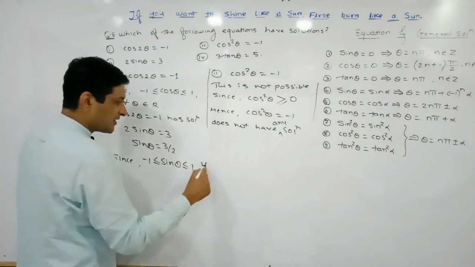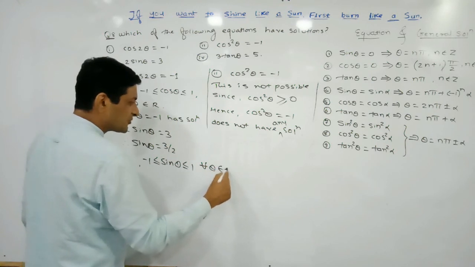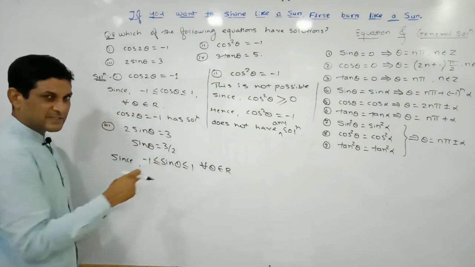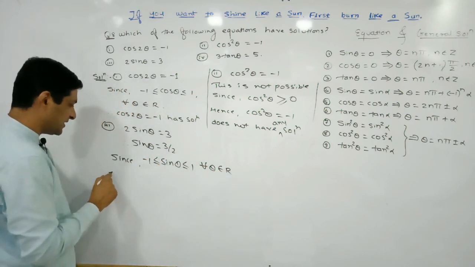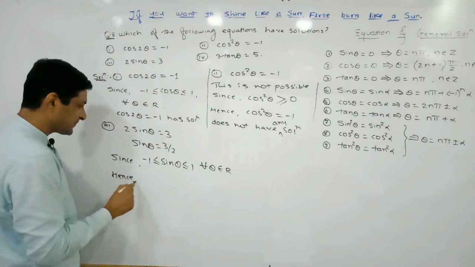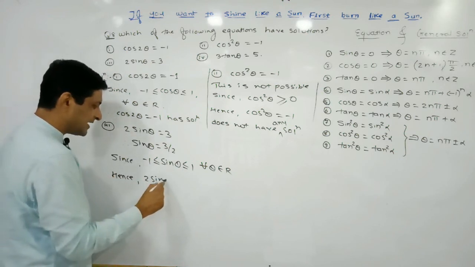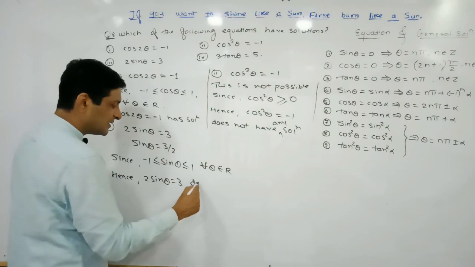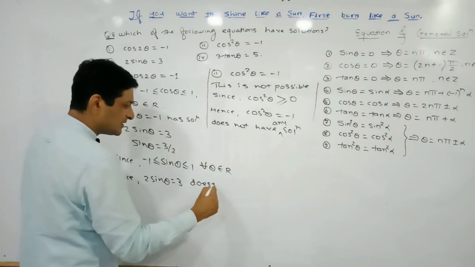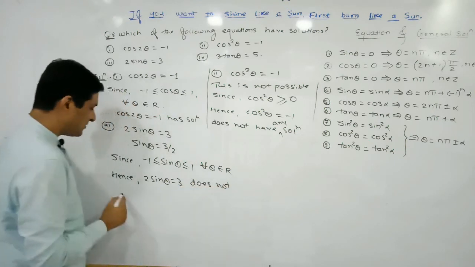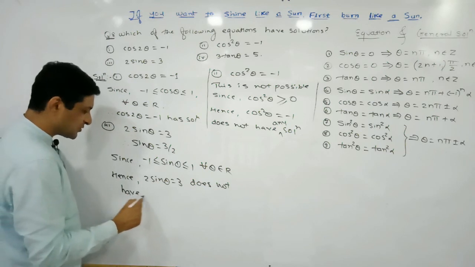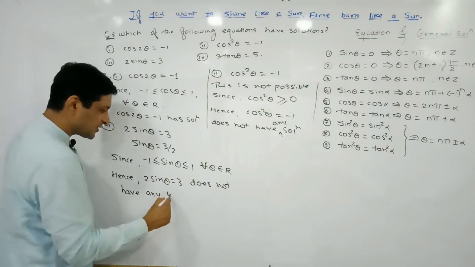So here for every theta belongs to R, the value of sin theta always lies in between -1 and +1. Hence we can say that 2 sin theta is equal to 3 does not have any solution.